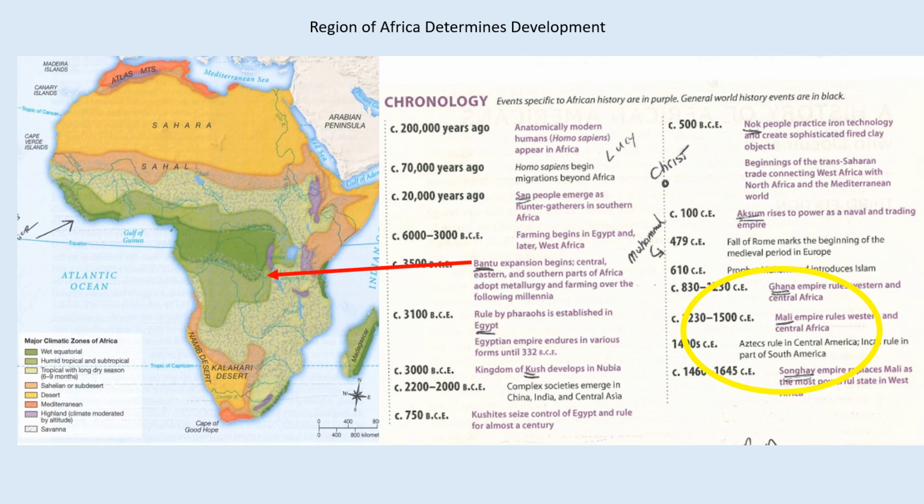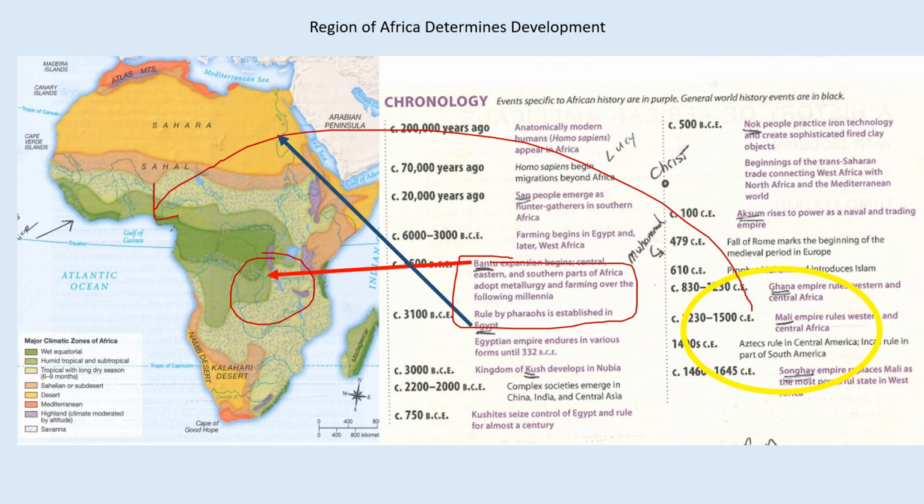And what I'm doing here is trying to look at where the Bantu people are located, which would be in this region. And then, of course, we already mentioned these empires. And again, it's all about geography that's going to determine the development overall of Africa.